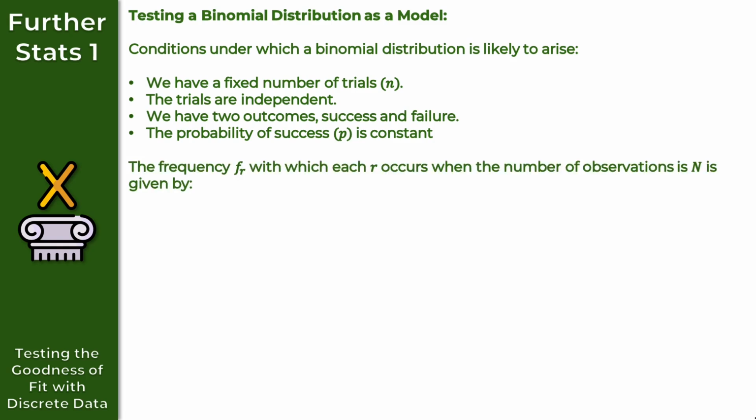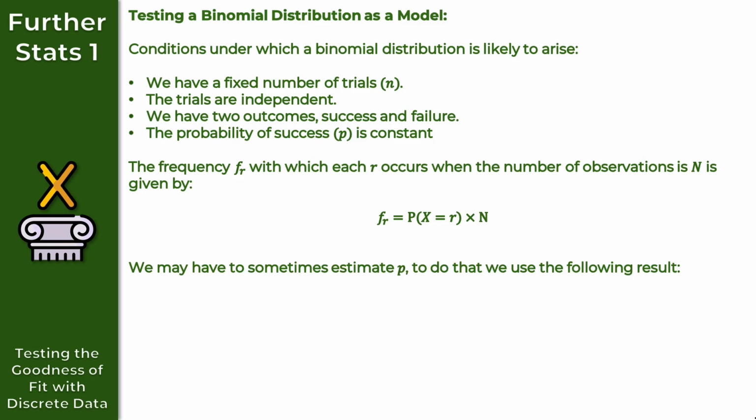So for the frequency then, f subscript r here, with which each r occurs when the number of observations is n, this is given by the following result here. So as you can see then, f subscript r is equal to the PMF then for a binomial distribution. So that's the probability that our random variable X here is equal to r, and we times it by our sample size then n. Okay. Now sometimes we may have to estimate our parameter p here. So to do that, we need to use the following result here.